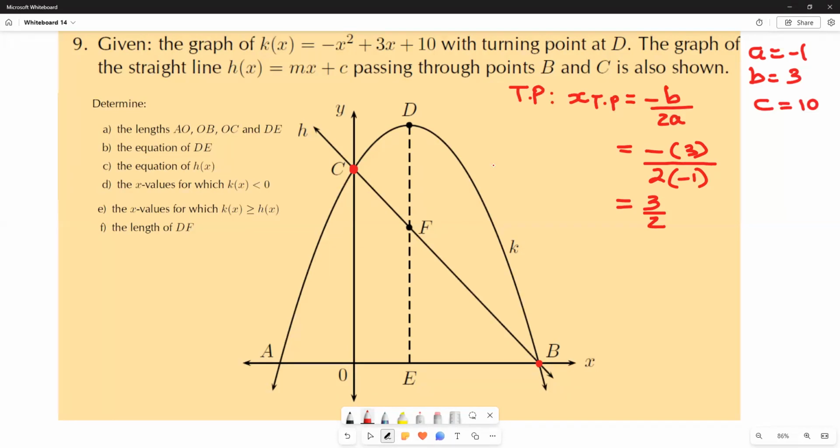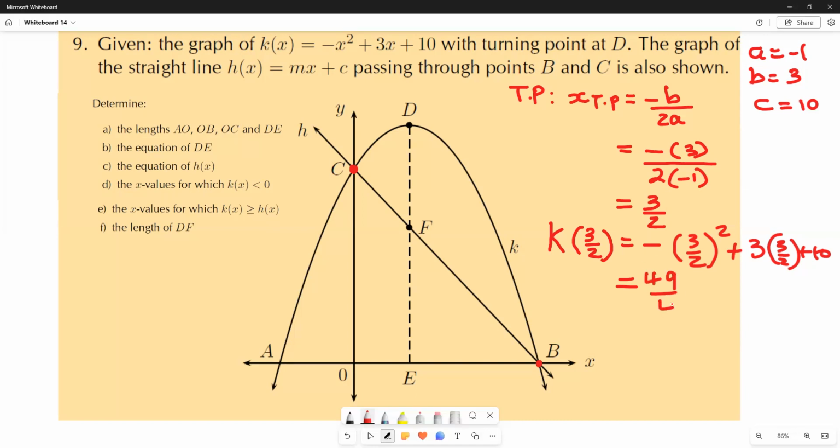Perfect. So now I'm going to try to find the y value. I'm going to substitute the x value into the k function. So k of the x value that we got, and then we can see that this side we're going to have minus in brackets 3 over 2 squared plus 3 into brackets 3 over 2 plus 10. Then let's check what that gives us on our calculator. And this gives us 49 over 4.